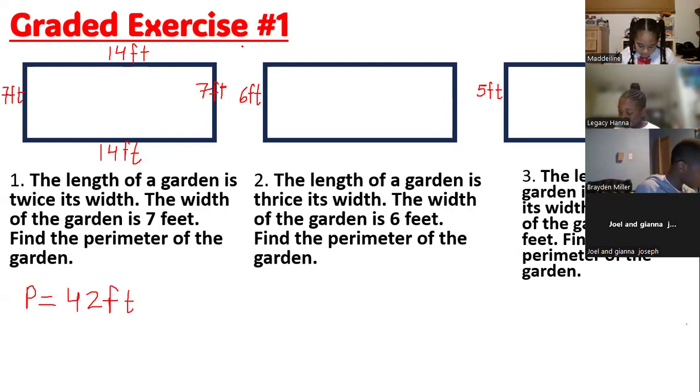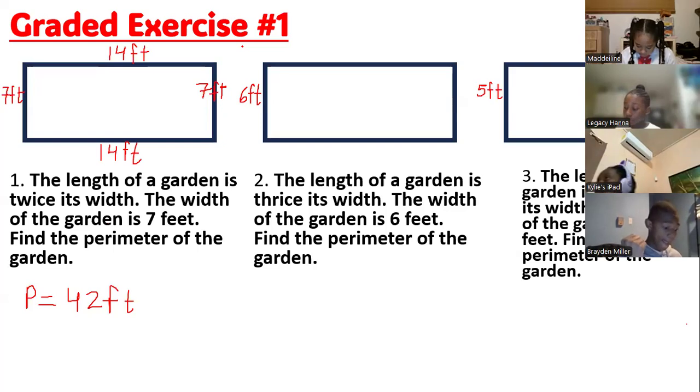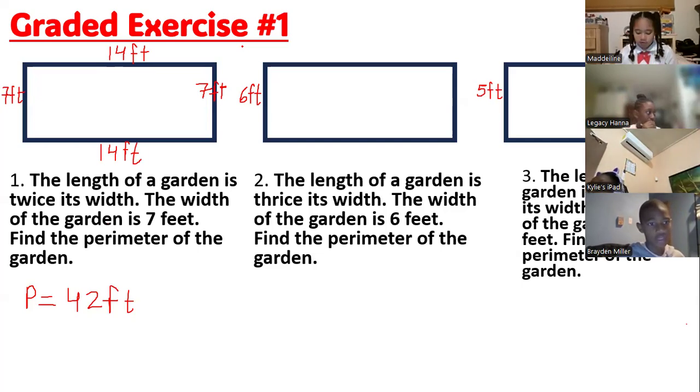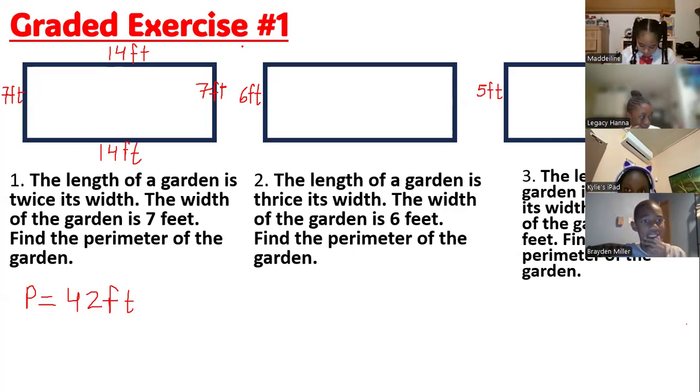I got 40. 40 what? I got 42. I got 42. Very good. 42. Good. Go ahead. Can I get my pen? Yes, you can. Take it if you got it right.